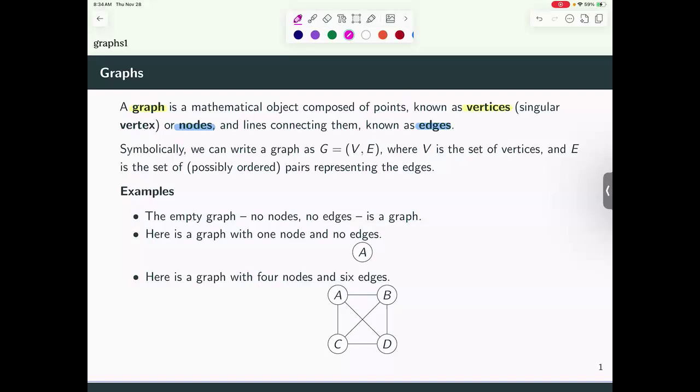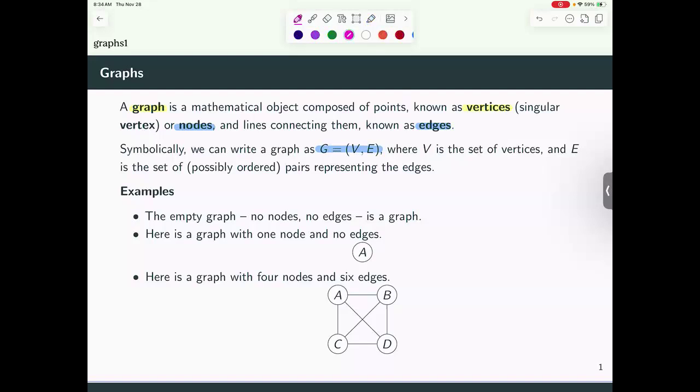Now, symbolically, we can write a graph as follows, and this is also the mathematical representation of it. G is equal to V comma E. V is going to be our set of vertices, capital V, and capital E is going to be our set of vertex pairs, right? That represent our edges.